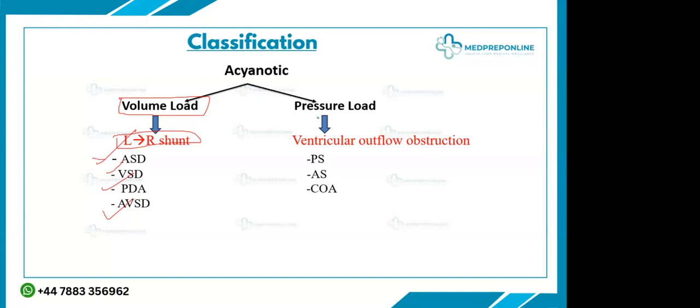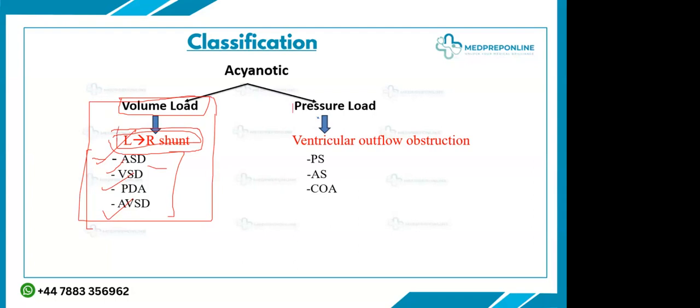These are the acyanotic congenital heart diseases which usually present with heart failure. These are left to right shunts, which means the shunt will be from the left ventricle to the right ventricle. Or in the case of atrial septal defect, it will be from the left to the right atrium, because the left side of the heart has higher pressures compared to the right side of the heart. So these are the congenital defects which present with volume overload, and these are acyanotic defects with left to right shunts.